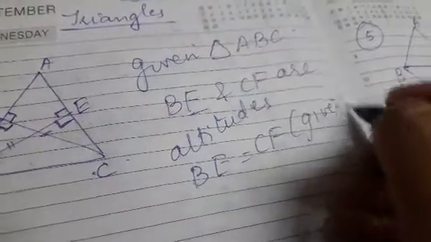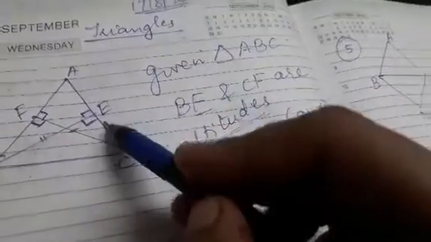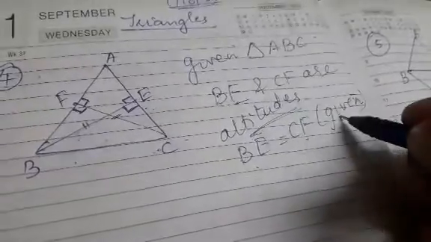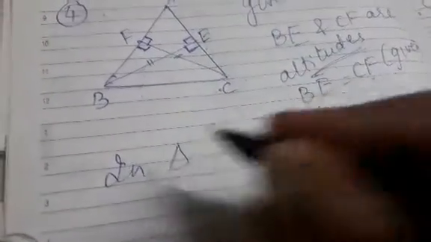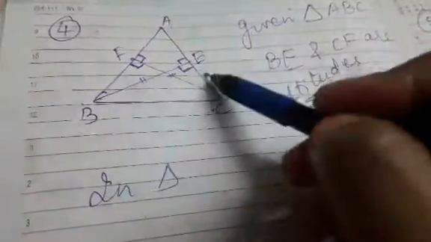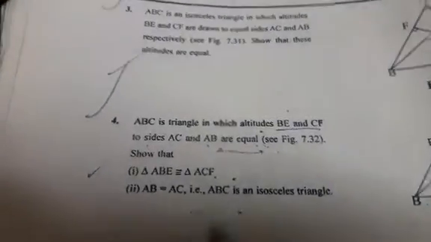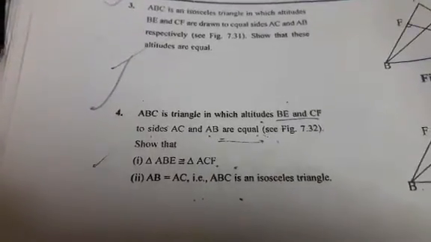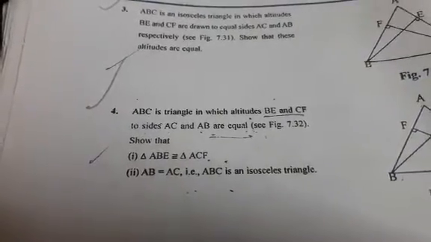You know what an altitude is? An altitude is always perpendicular to the side on which it is being dropped. So BE is equal to CF, which is given, and these are perpendiculars, which we have shown by the right angle. Now, in triangle ABE, what we have to prove? We have to prove that triangle ABE is congruent to triangle ACF. So the proof begins with: in triangle ABE and triangle ACF.